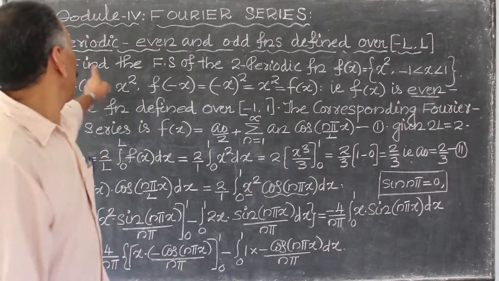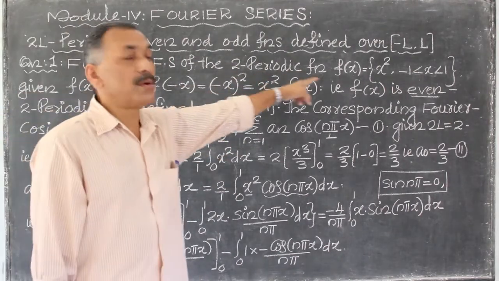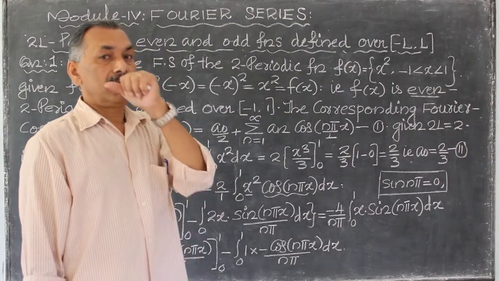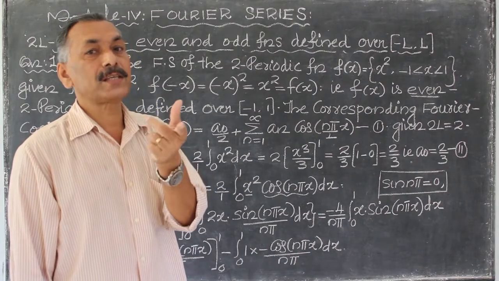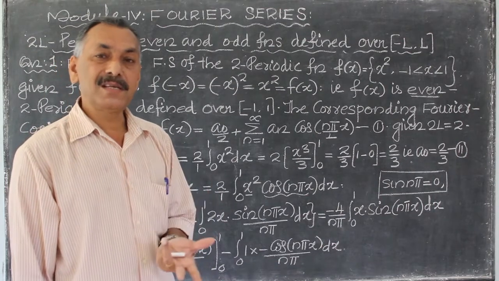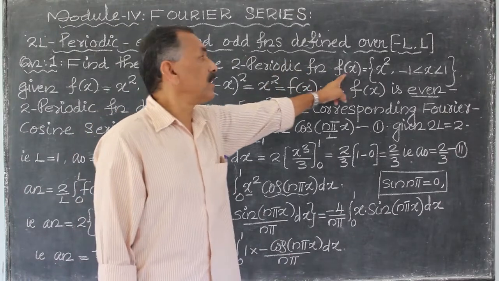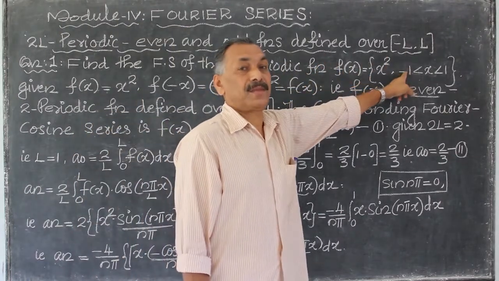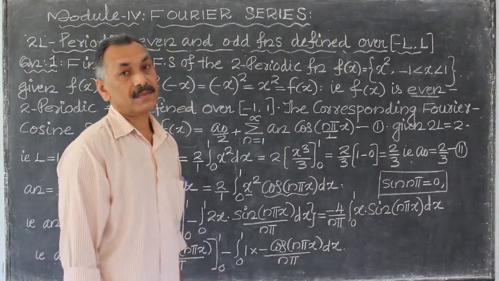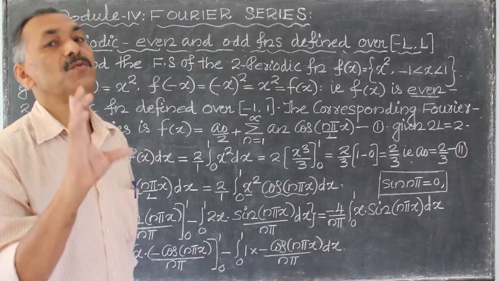Now for our problem, find the Fourier series of the 2 periodic function f of x. 2 periodic means f of x plus 2 is equal to f of x. If f of x plus T is equal to f of x, then the period is T. This period 2 function f of x is equal to x square, defined in the interval minus 1 less than x less than 1. That is, the function is 2 periodic defined in the interval minus 1 to 1.